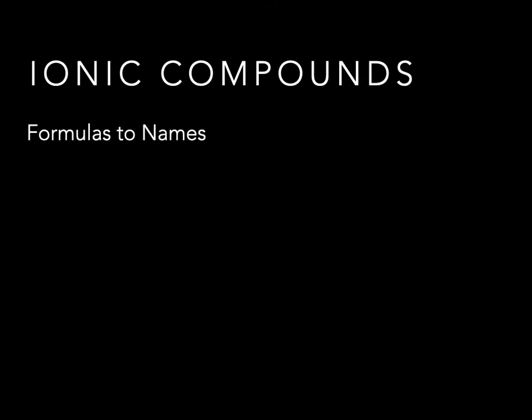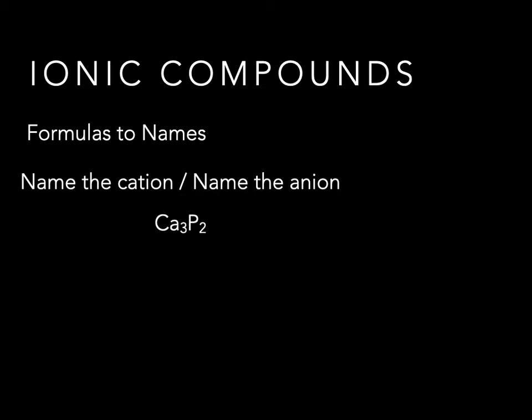If you are given a formula and asked to find a name, well, name the cation, name the anion. Every ionic compound is going to have 2 names. You don't need to worry about subscripts because the subscripts are fixed by the charges. So if we get Ca3P2, all I need to do is name the first thing and name the second thing. So the first bit is calcium. The second bit is phosphide. We change the ending to IDE. Now, these are binary ionic compounds.